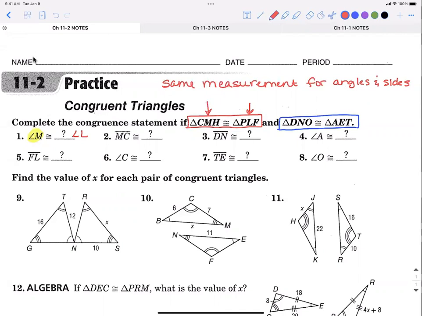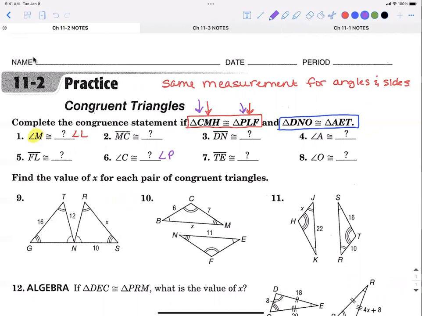So number 6, angle C. Well, let's find angle C. Angle C is right here. It is the first in the triangle. So that means it's congruent with the first in the other one. So angle C is congruent with angle P. Pretty easy. Do we need to do any more angle ones? I think we're pretty good on that, right? Angle ones are easiest of all.